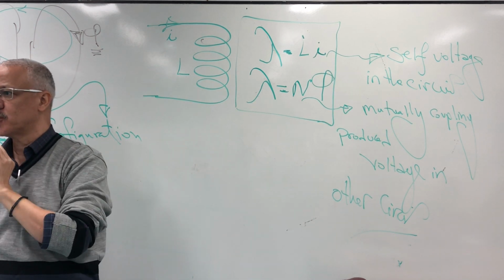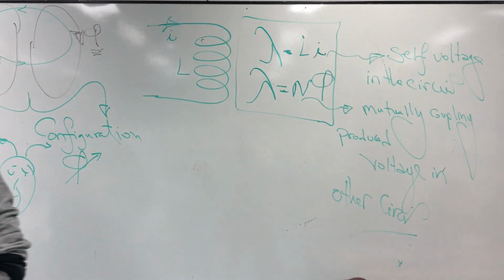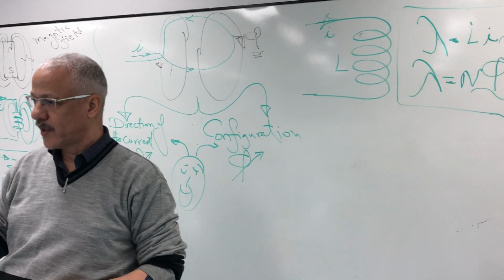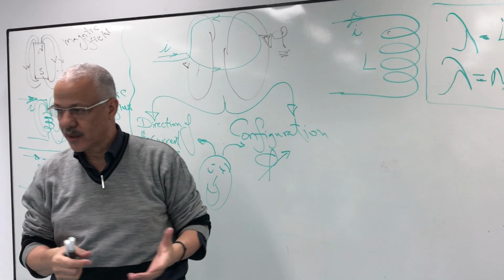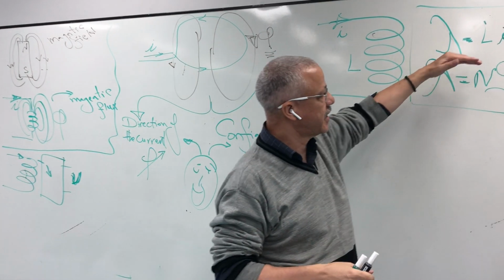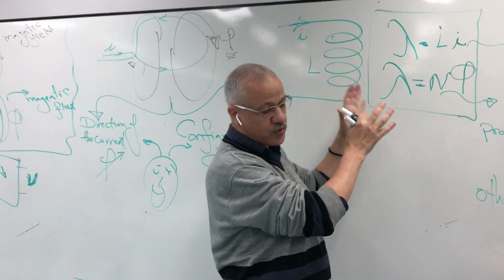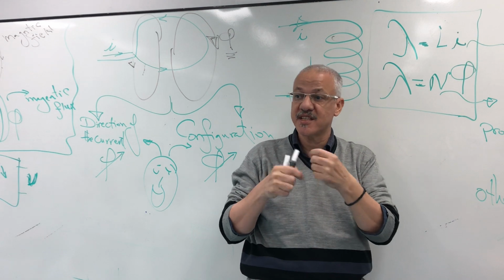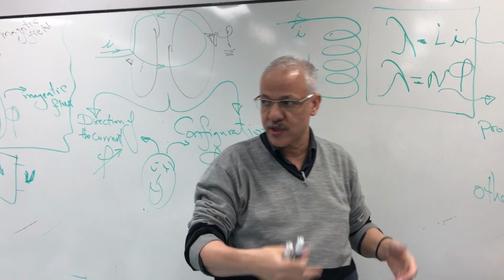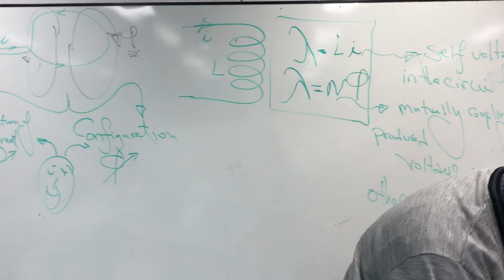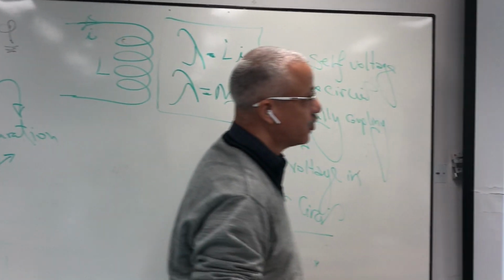So we have two terminologies: lambda equals Li, and lambda equals n phi. This is used for self, and this is used for mutual. By keeping these two in your mind, it will be easy for the derivation in all the slides which will come now. So let's go to these slides.